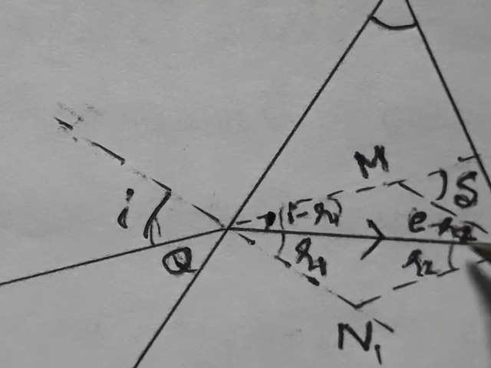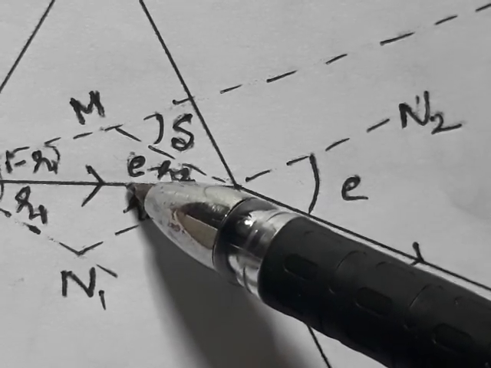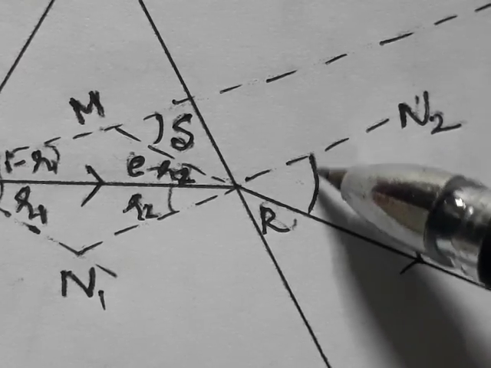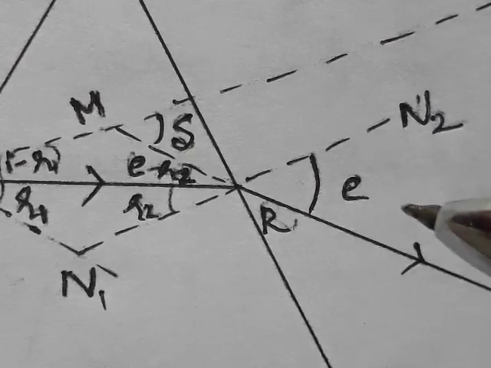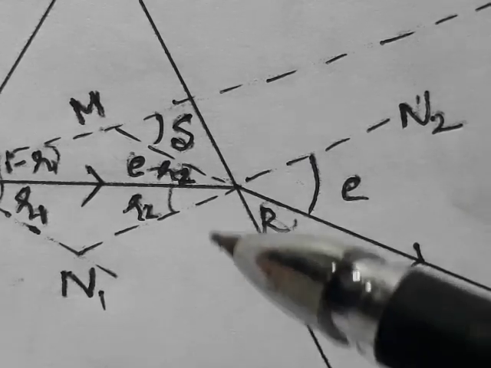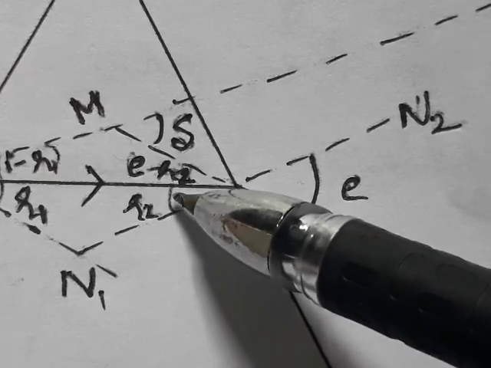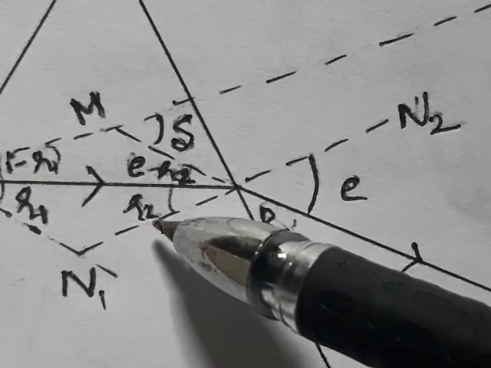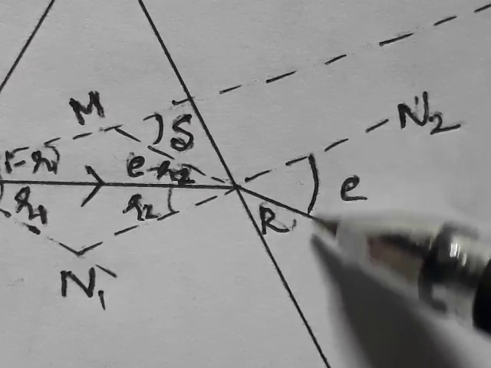Now this is our refracted ray, but for this surface alone, this is our incident ray and this is our refracted ray. Here is a normal. This angle of refraction we mark as E, and that we call the angle of emergence. Now this is the actual angle of incidence here. We will mark it as R2. This angle is R2, and the full angle is E.